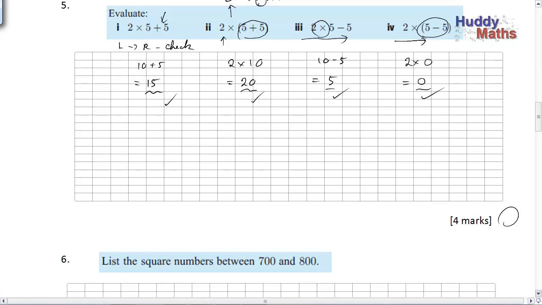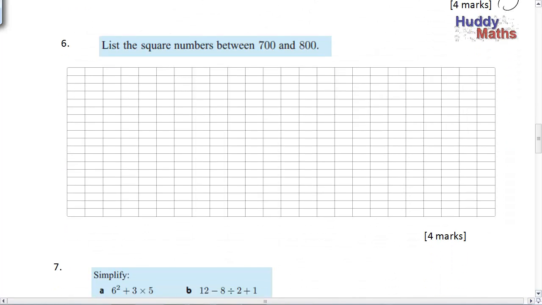All right, let's go down to question 6. List the square numbers between 700 and 800. Let's imagine we're doing it without a calculator, of course. So 700 is a fairly big number. 10 by 10, you might have to use a calculator, is 100. 20 by 20 is 400. So we're too low. Let's try 30 by 30 is 900.